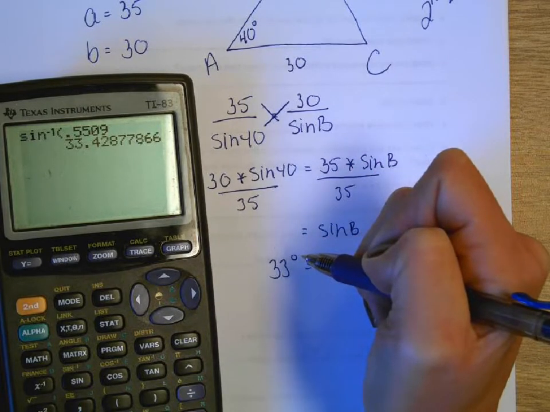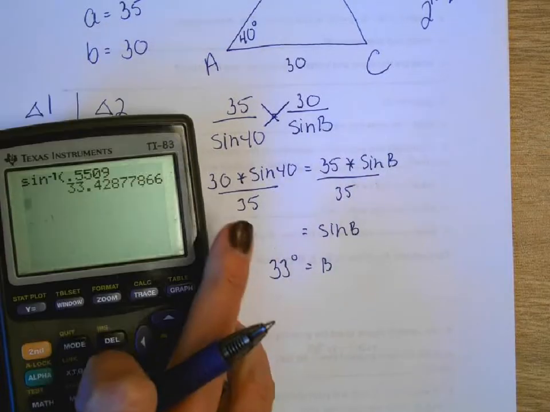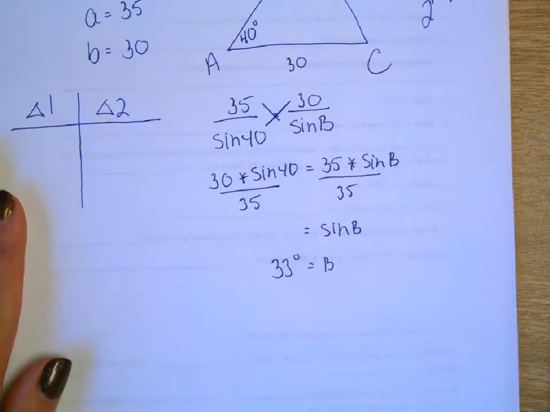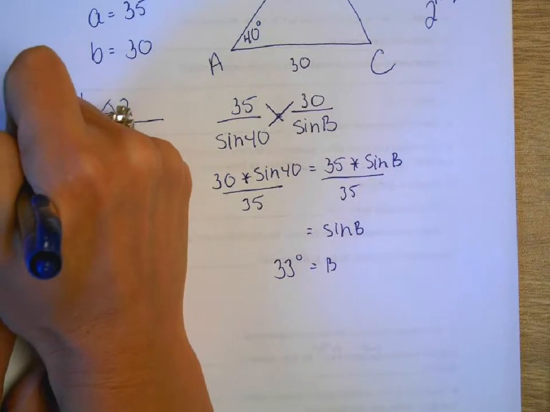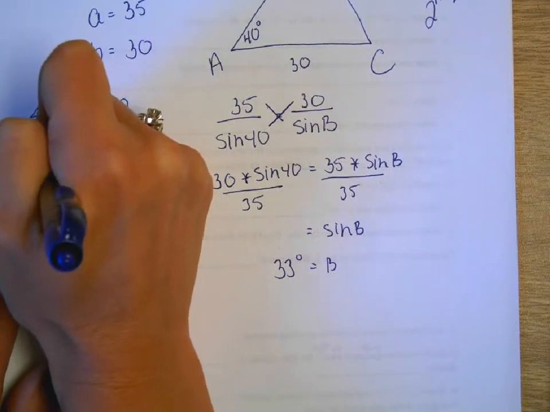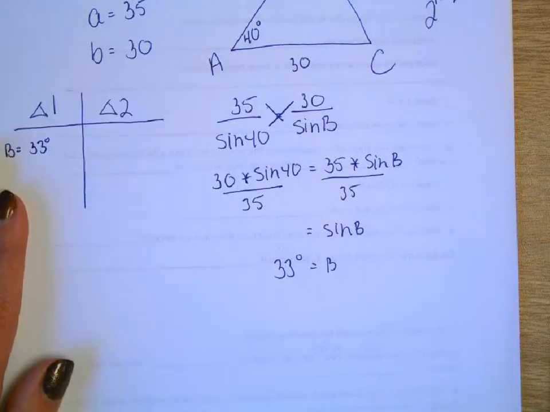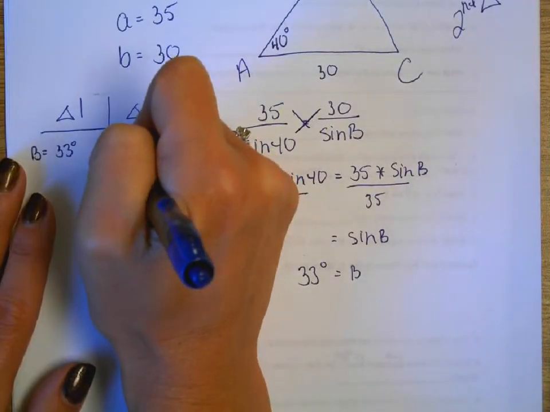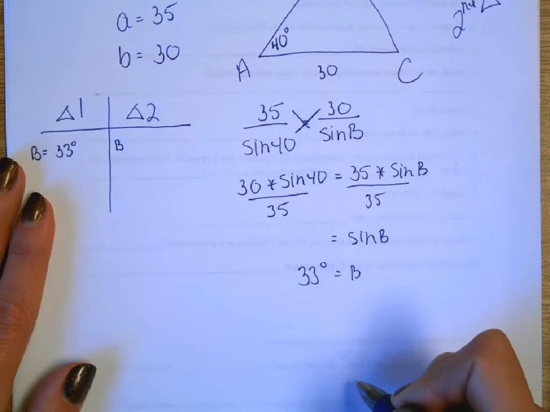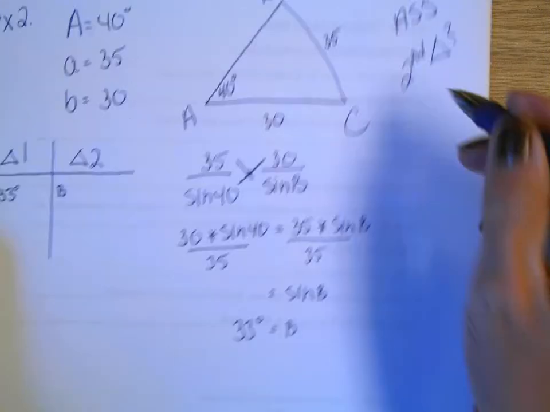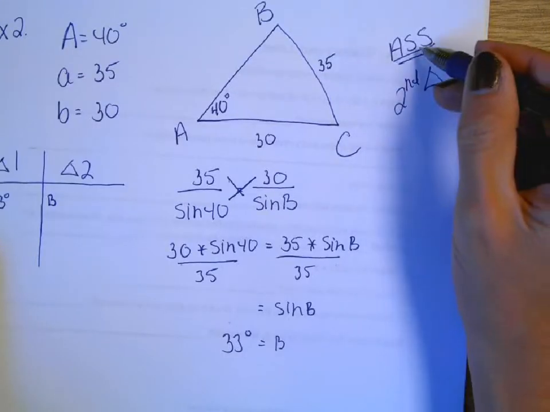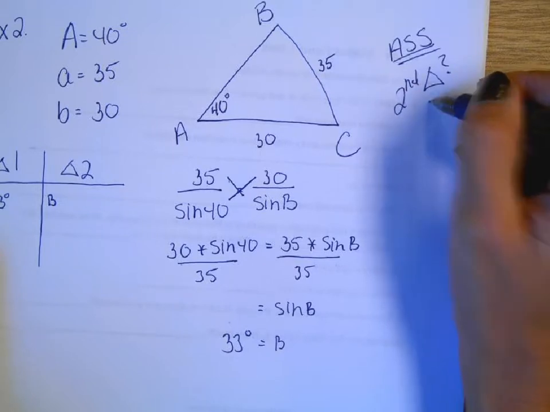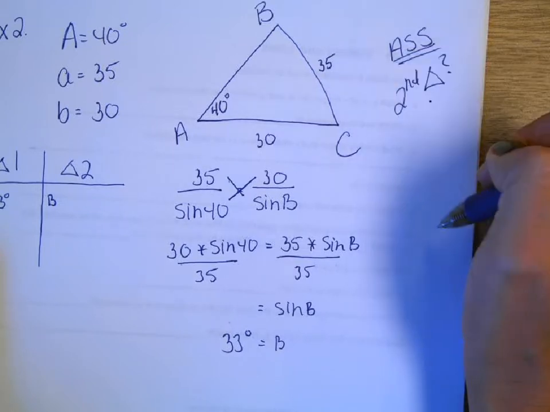Okay. So angle B would be 33 degrees. Right away, I know there's a second triangle, so I should be able to find the other angle B. What do I have to do to get the other angle B? You know there's a second triangle because of angle side side. This is what tells you right off the bat to check. It's the only time you've got to check. So you have to look at what parts are given first.